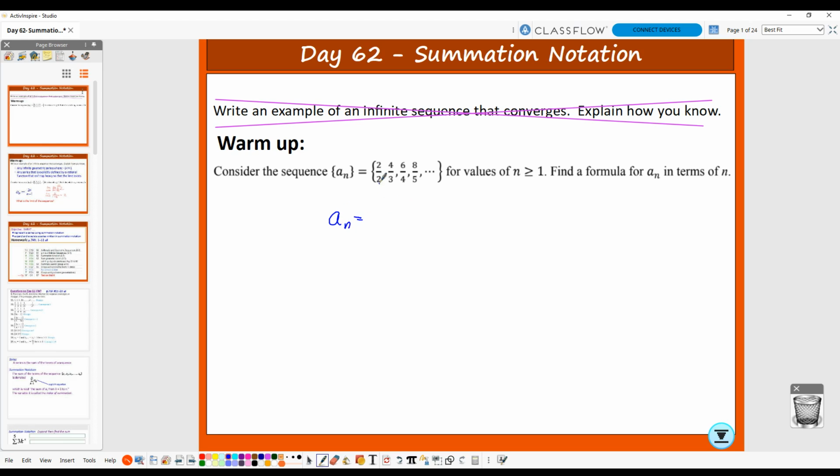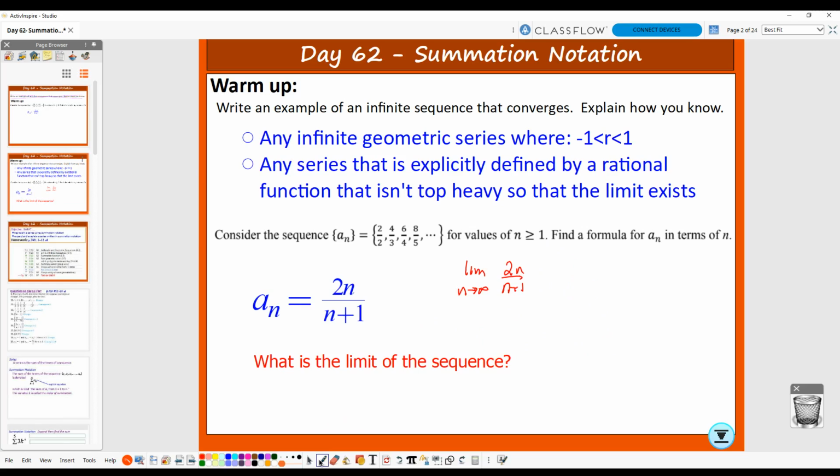the nth term. The first term is 2 in the denominator, the second term is 3, third term is 4. So it looks like n plus 1. Up top, it looks like all of those things, but doubled. What is the limit of the sequence is asking. The limit as n goes to infinity of this term.